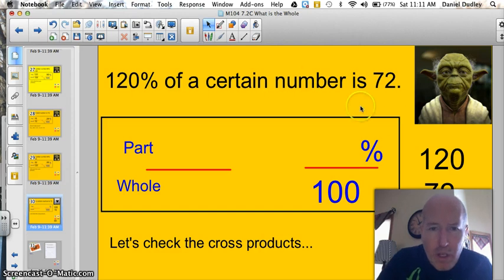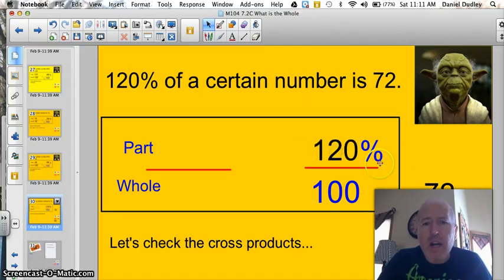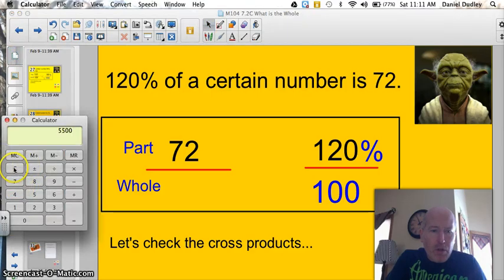Let's see how you did. 120%. That was a nasty one. 120% of a certain number is 72. Will this work? And guess what? Did you notice that on the last two problems I took out your arrows? I bet you still did it right. You multiply those two cross products. So the diagonal numbers are 72 and 100.